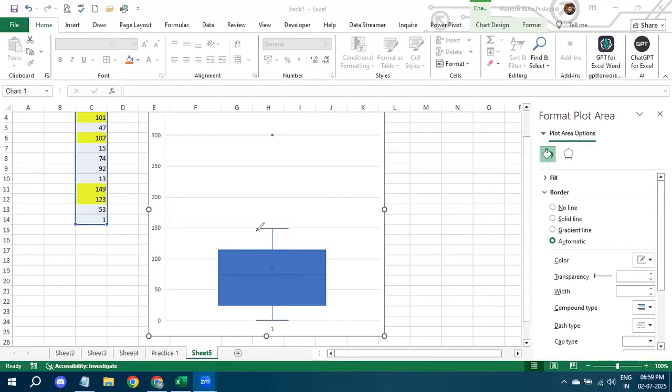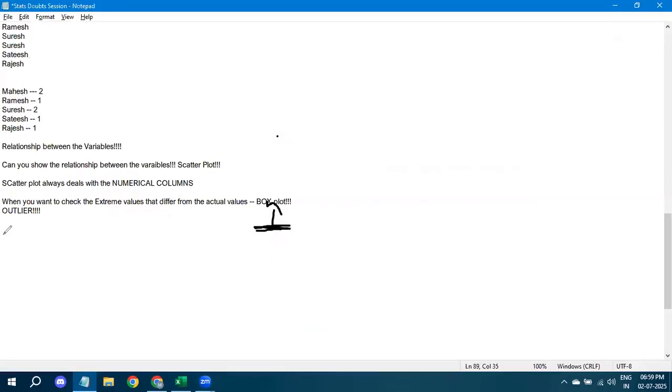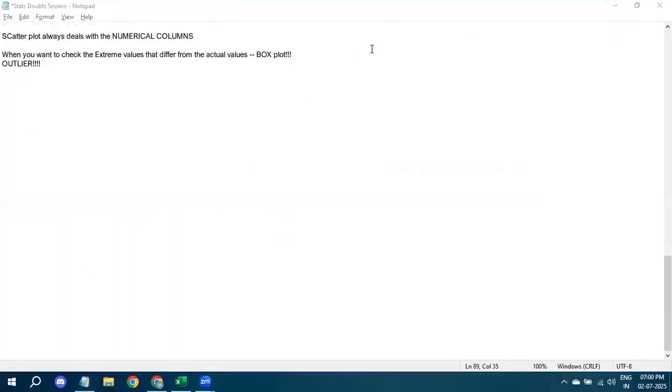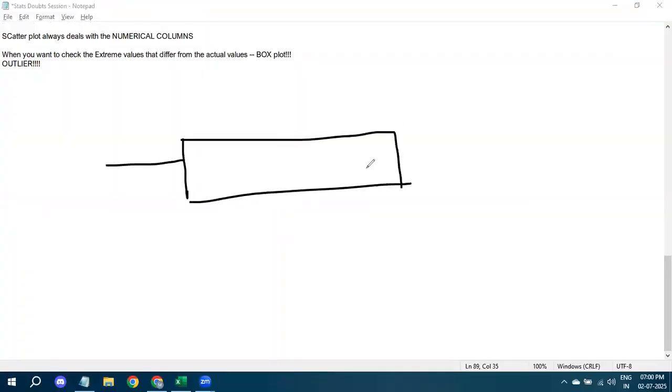Do you see this particular line, guys? Yes. The values above this line are called outliers. How will the box plot look, guys? Let me clear all the drawings. Were you able to see the screen? Okay. This is the box plot. The values above this are called outliers.